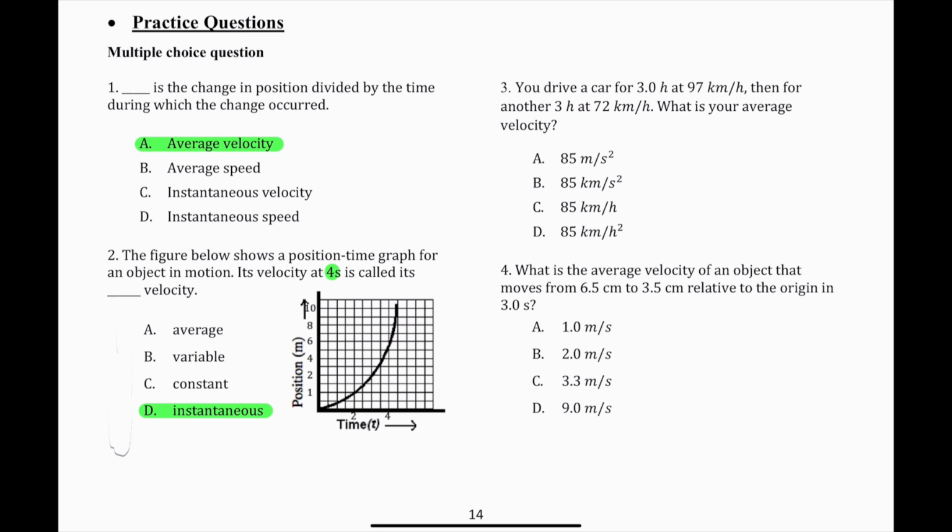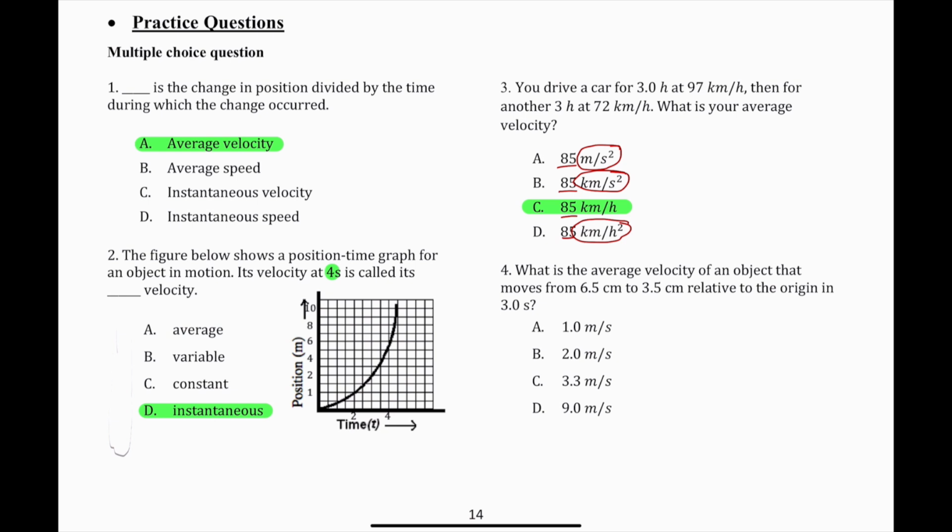3. You drive a car for 3 hours at 97 km per hour, then for another 3 hours at 72 km per hour. What is your average velocity? Here, if we look at the answers, we'll find that all of them have the same number, so we need to take care of the unit here. Meter per second square is for acceleration, the same here, acceleration, this one as well, acceleration, so the right answer is C.